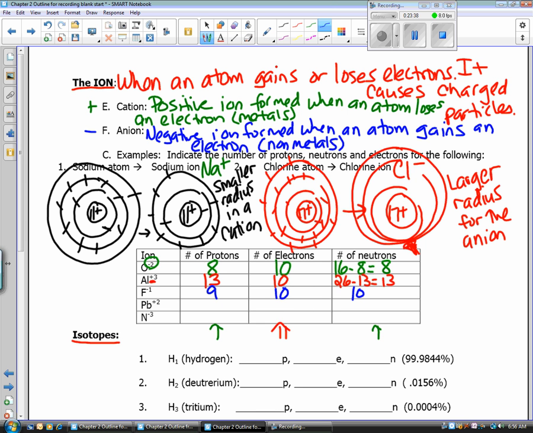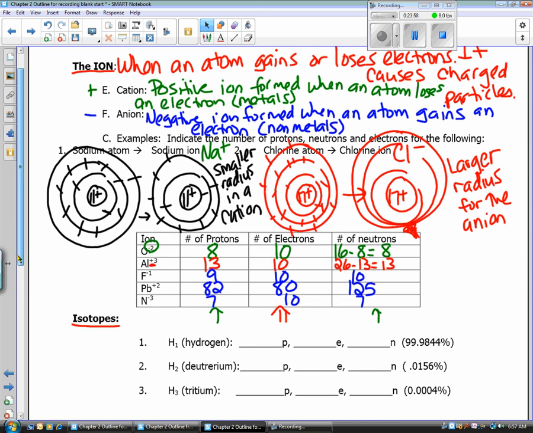You can pause it here and see if you can at least do the last 2 on your own, and then come back and look at the answers. Lead is 82 with 80 electrons and 125 neutrons. And finally, nitrogen is a 7. If it has -3, it's going to have 10 electrons because it needs 3 more negatives. 14 minus 7 got me my 7 neutrons.